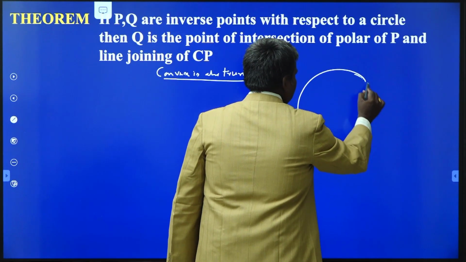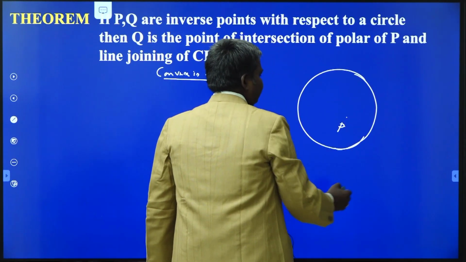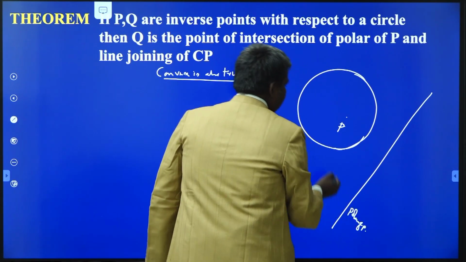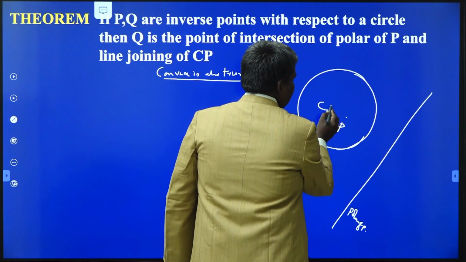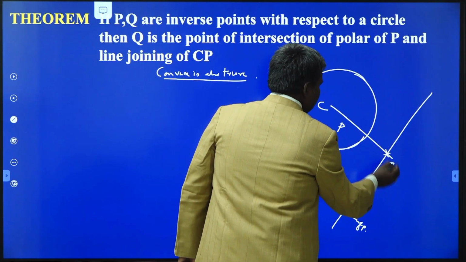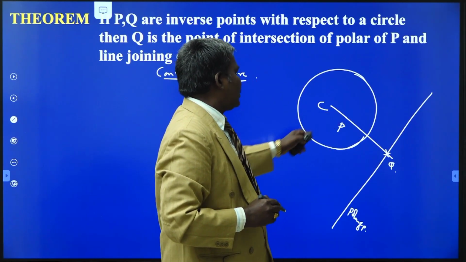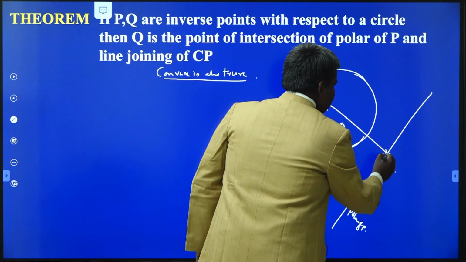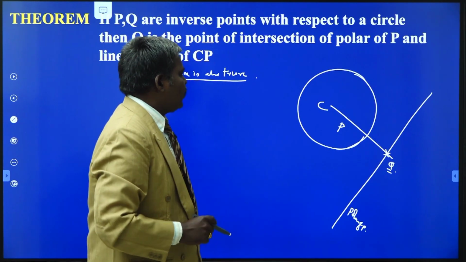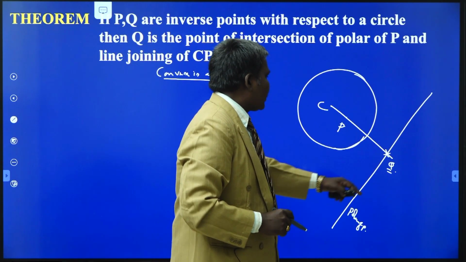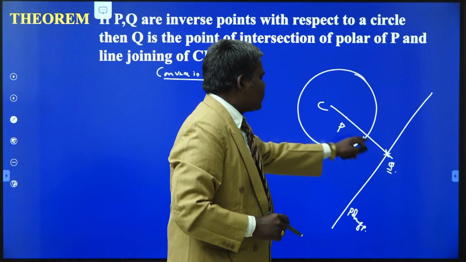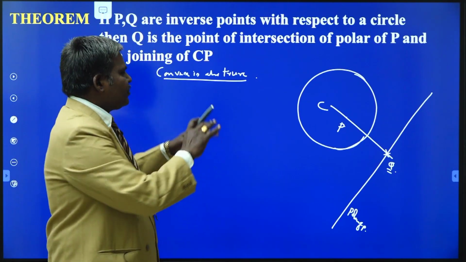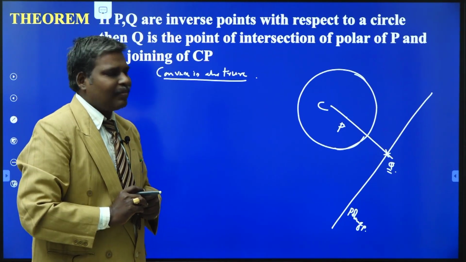This is the circle. Suppose this is my point P. This is the polar of P. This is the center of the circle. This is the line joining C and P. This is my Q. Q is the point of intersection of the polar of P and the line joining C and P. Then we have to show that P, Q are collinear with C and on the same side of the center of the circle, and also we have to prove that CP into CQ equal to r square. From the diagram itself, the first two conditions are clear. Am I correct or not?